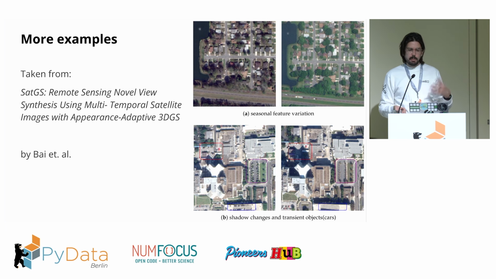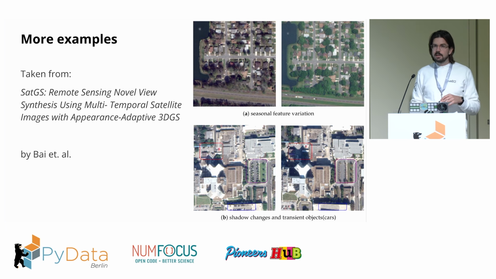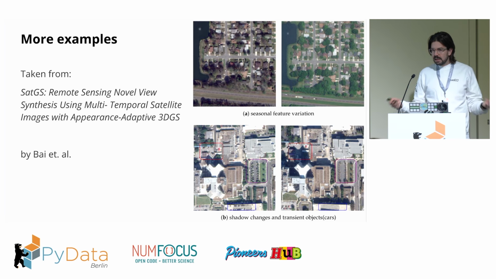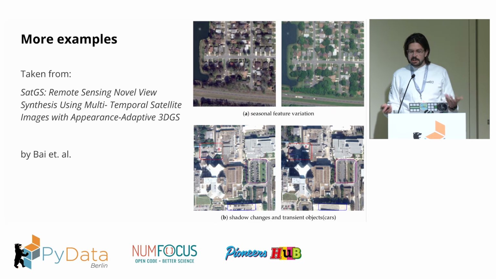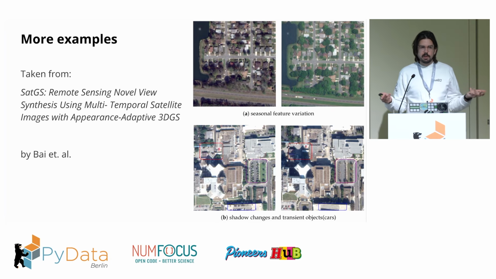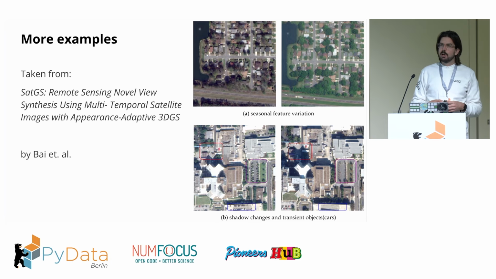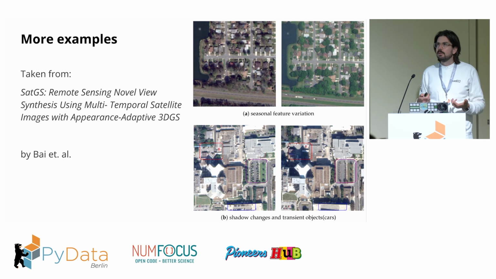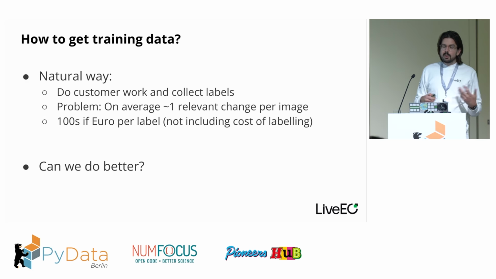So this is an example taken from a paper called SatGS, and here you can see some examples of non-semantic changes. This is, for example, seasonal variation. The fact that trees lose their leaves or the leaves change color, completely irrelevant to us. Also things like shadows or cars that are just moving, also completely irrelevant. These are irrelevant changes, and if we tell our customer, hey, look, there's a shadow here, they'll tell us to go walk away and go do something else because it's not useful information to them. But these are visual changes, and we need to be able to train a model that understands that these are not relevant changes. So how do we get our training data?